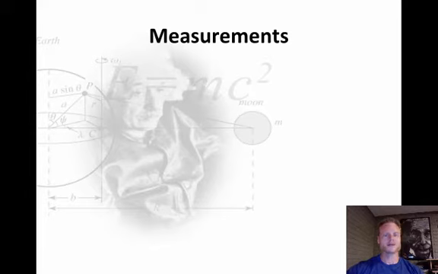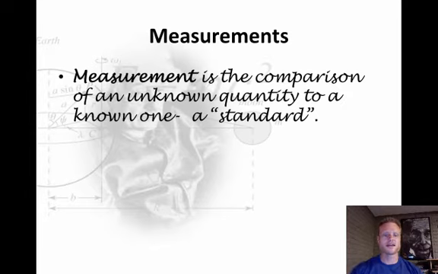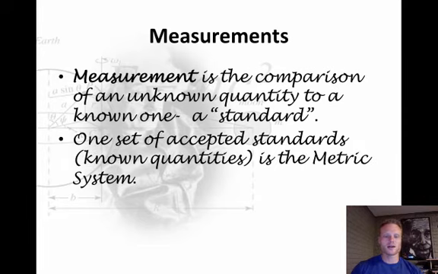The first thing I want to talk about is measurements. A measurement is the comparison of an unknown quantity to a known one, which is referred to as a standard. So a standard is something that you are comparing an unknown quantity to. One set of accepted standards, and this isn't the only one, and this one's pretty well accepted worldwide, is the metric system. And that's really what we're going to be focusing on in this class.